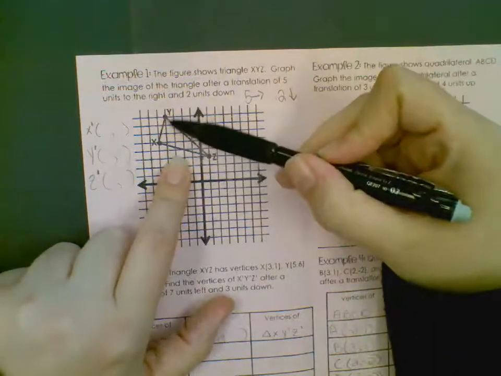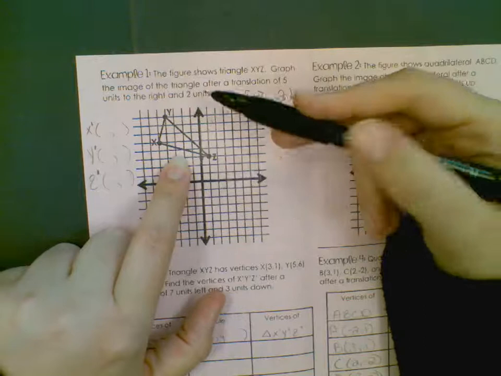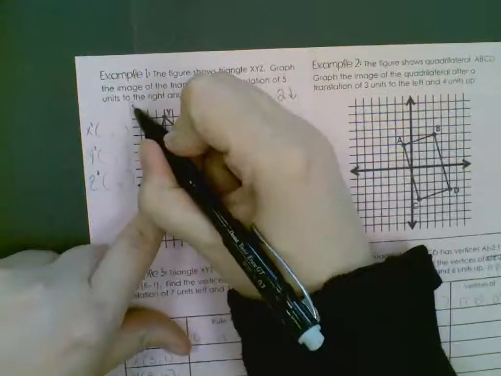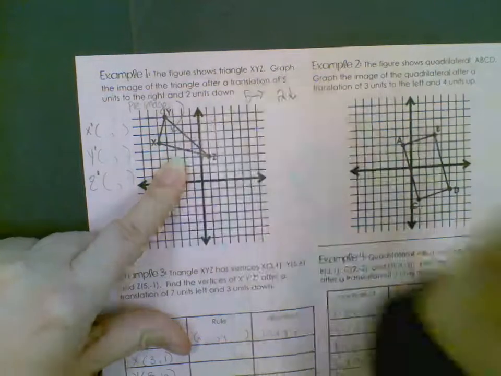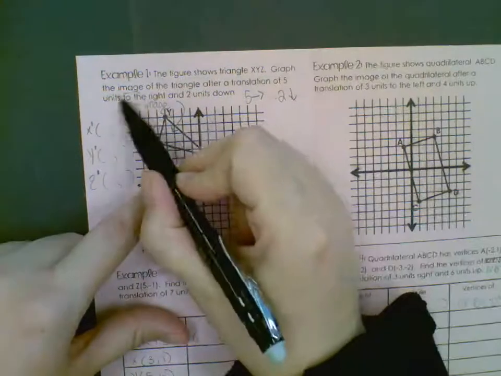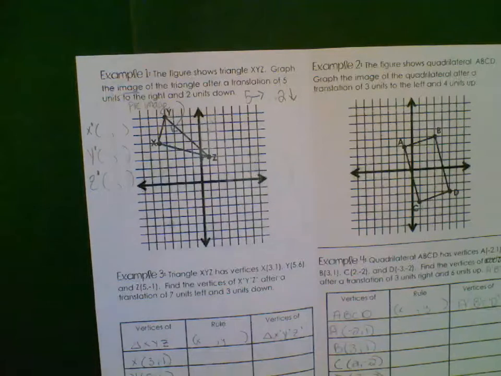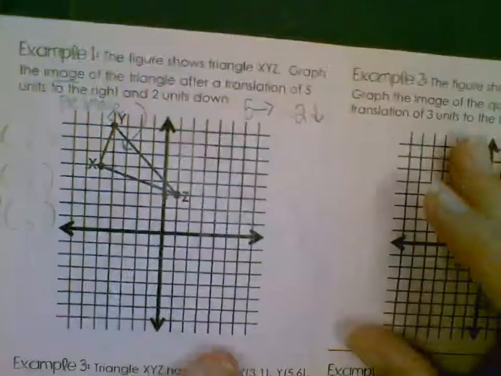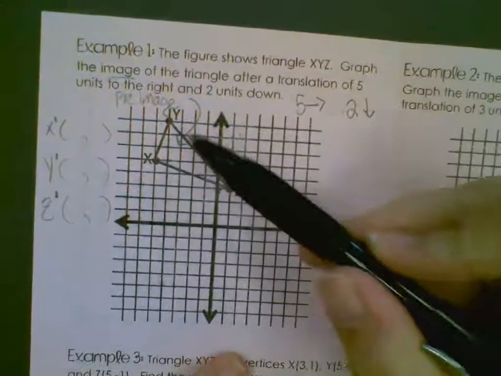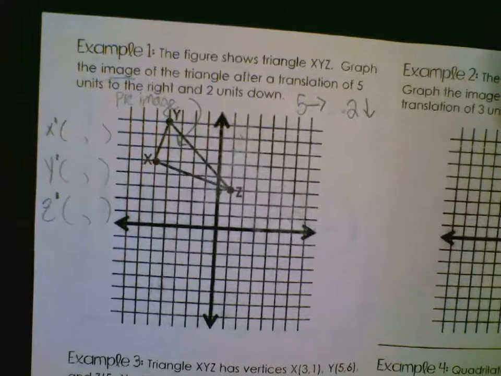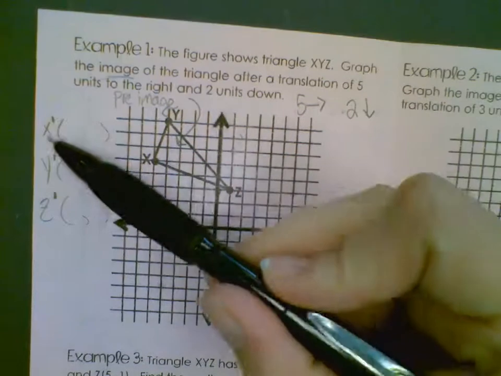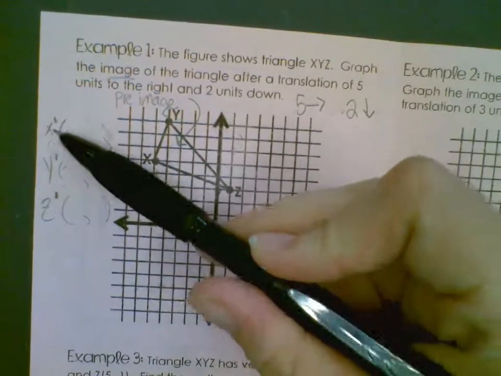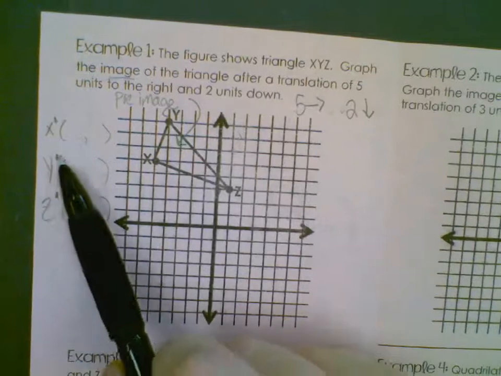So the shape or the figure that we start with is called the pre-image. And then the one that we get after we do the transformation is called the image, which is why they called it image up there. When we look at the ordered pairs, the letters with your pre-image just have an X, a Y, and a Z. So that shows you that it's your original figure before you do anything to it. When we talk about the points after the transformation, we use the little marks above it. They're called prime marks. So this would be X prime, Y prime, and Z prime.